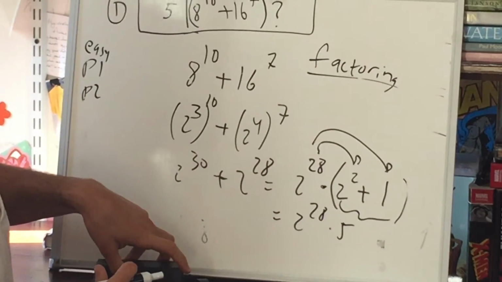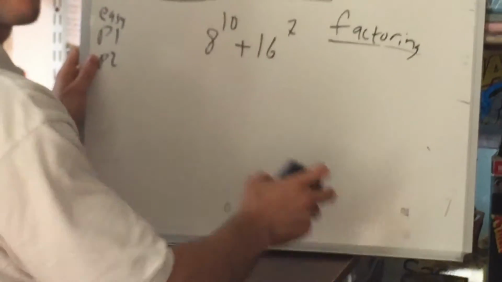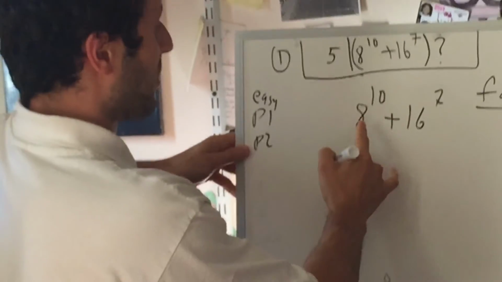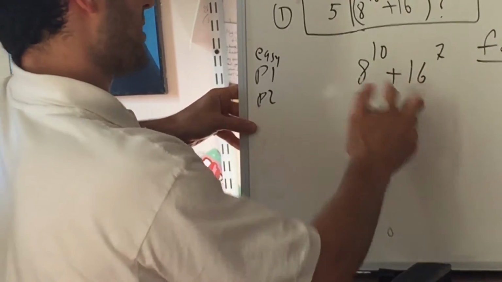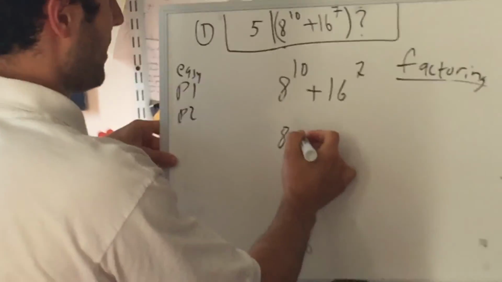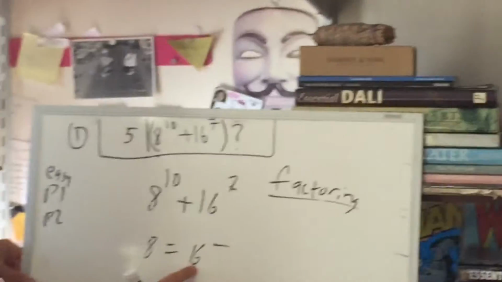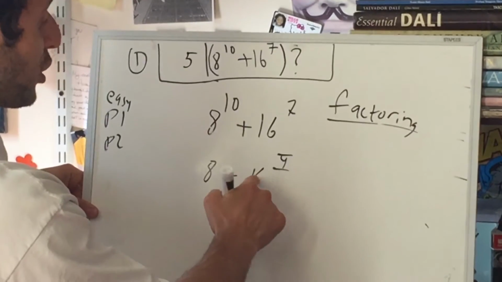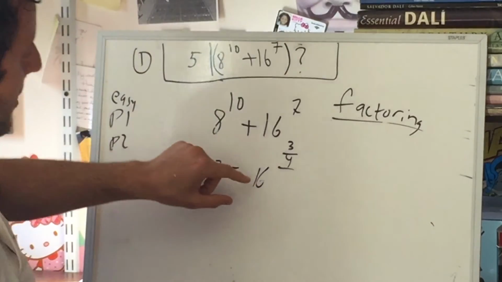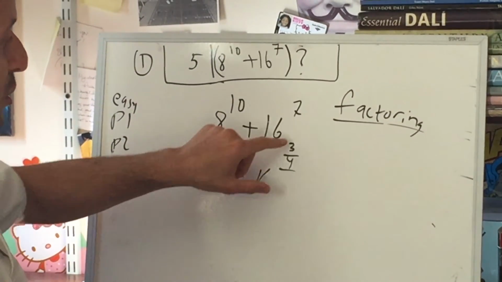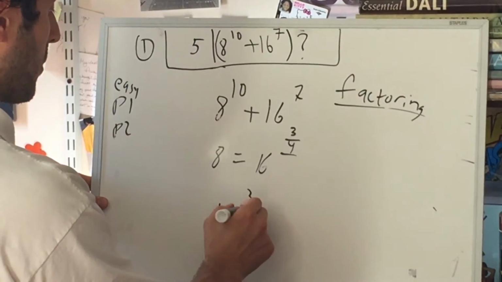Now, the difficult method. You could alternatively try to make both of these into 16s, or you could try to make both of these into 8s. So you could say 8 is 16 to what power? Well, first we would take the 4th root to shrink this down to a 2, and then cube it to get back up to an 8. So again, the 4th root of 16 is 2. 2 cubed is 8. So what that means is we can replace the 8 with this.